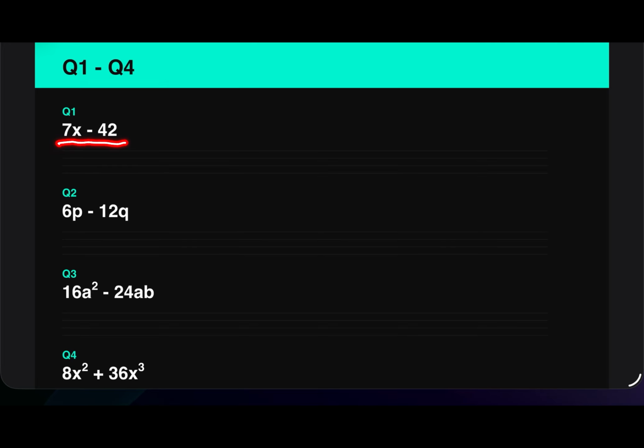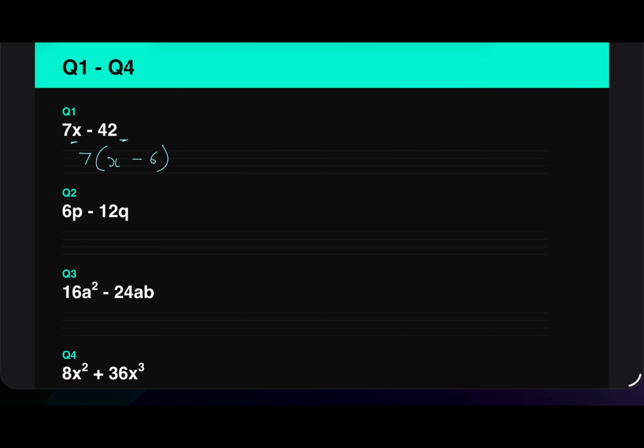Question number 1. First, we are going to deal only with the numerals and then we will look at the variables, which are the letters. 7 and 42, the HCF is 7 itself. That comes outside. In the variables, there is only x over here, nothing else over there, so that is not common. x minus 6. Now what I have done here: 7 into x is 7x, 7 6s are 42. So this is the way we do factorization by common factor method.